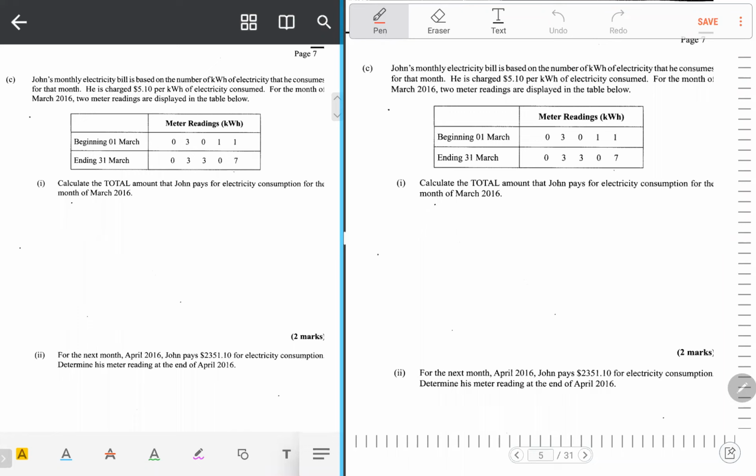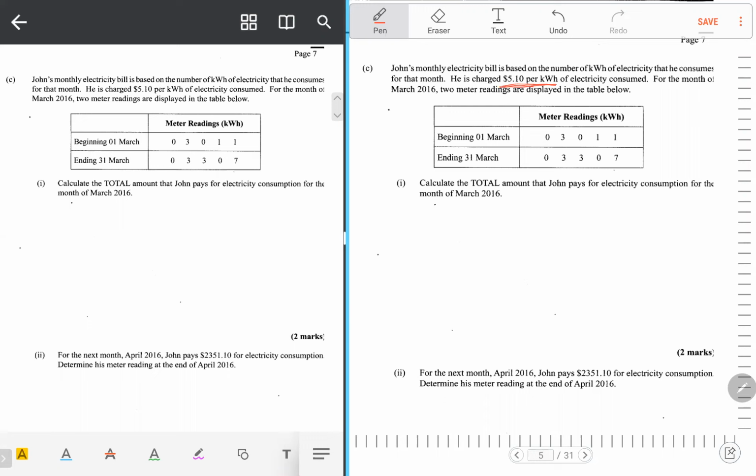All right, so this one says, John's monthly electricity bill is based on the number of kilowatt hours, kWh means kilowatt hours, of electricity that he consumes for that month. All right, and they say he's charged $5.10 per kilowatt hour. So this is the charge per kilowatt hour. So all you have to do is multiply the number of kilowatt hours that he uses by 510 cents, and that would be his electricity charge. That's what basically this is saying per month.